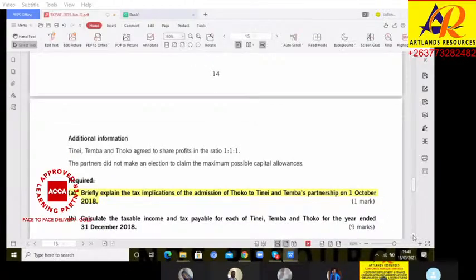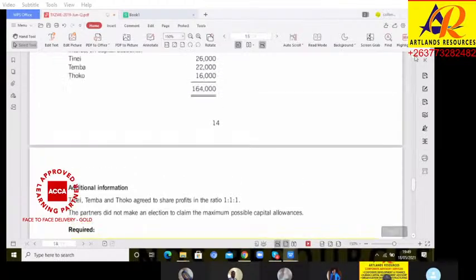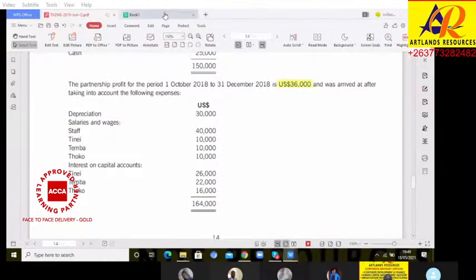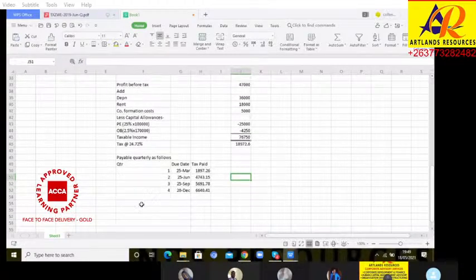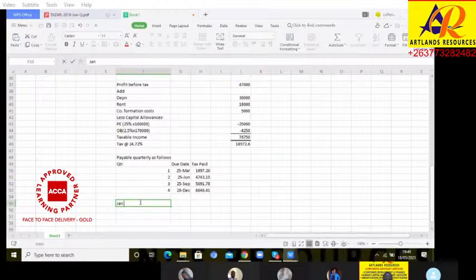And then when we are submitting tax returns, it means we have to submit tax returns for each period. The period prior to the admission of Toko and the period after admission of Toko. Calculate taxable income and tax payable for the year ended 31 December 2008. So remember what you do is you first calculate what is called joint taxable income. So you start with January to September.